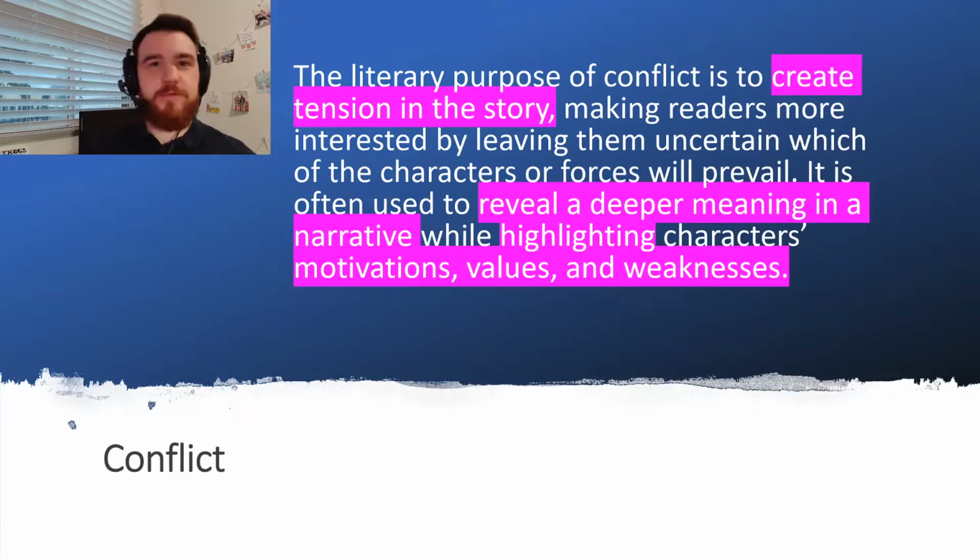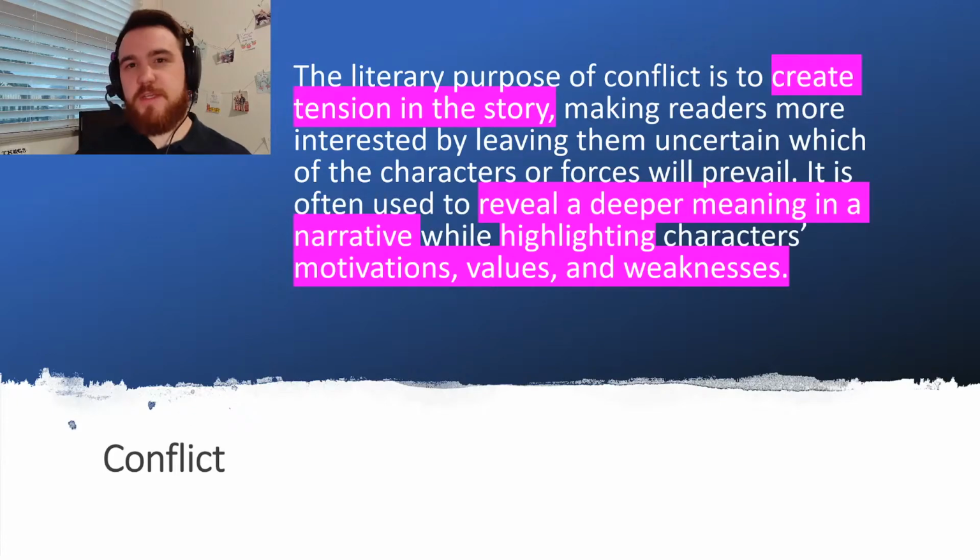So let's just redefine conflict so we're on the same page. The literary purpose of conflict is to create tension in the story, making readers more interested by leaving them uncertain which of the characters or forces will prevail. So a force, we can think of the environment, we could think of supernatural things. It is often used to reveal a deeper meaning in a narrative while highlighting characters' motivations, values, and weaknesses.